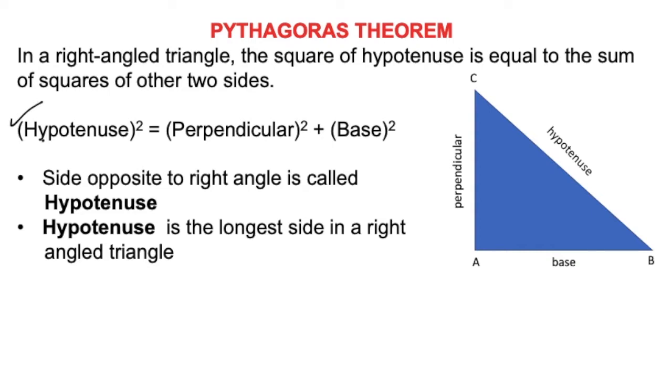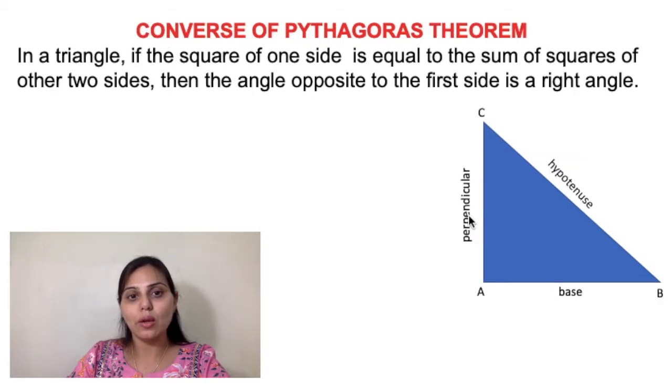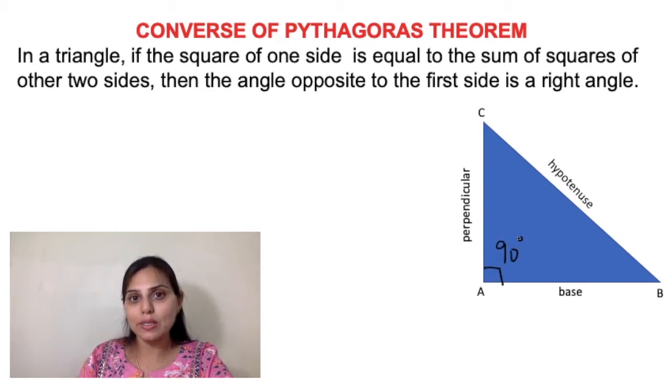The side which is opposite to the right angle 90 degree, that is called the hypotenuse, and it is also the longest side in a right angled triangle. Now, the converse of Pythagoras theorem is also true. That means if in a triangle, the square of one side is equal to the sum of the squares of the other two sides, then we say that the angle opposite to the first side is 90 degree or it is a right angle triangle. So based on these two हमारे जितने भी questions हैं exercise के उनको हम one by one solve करेंगे.